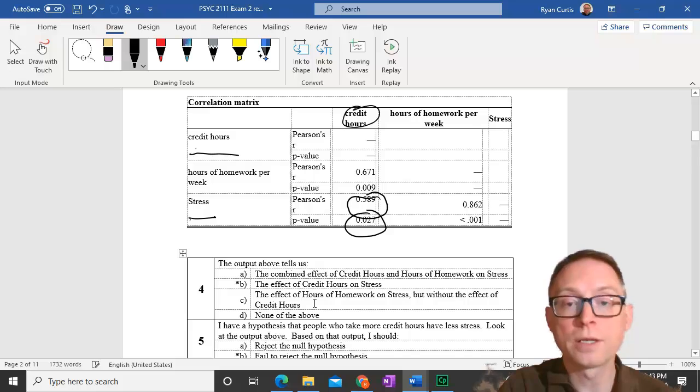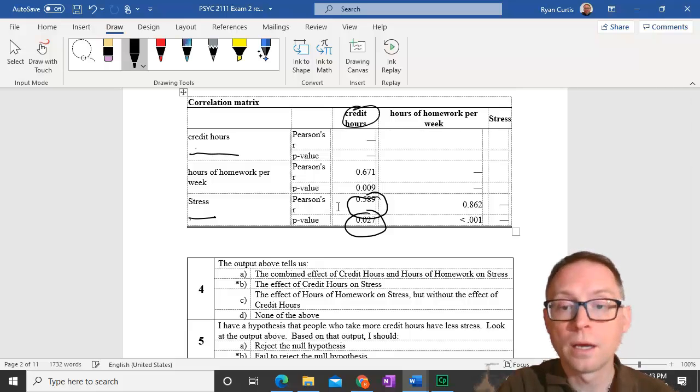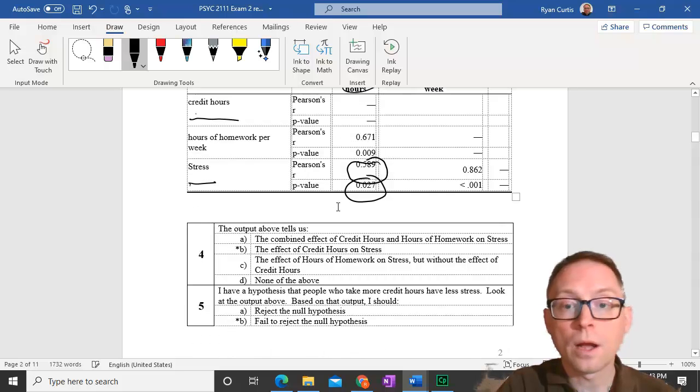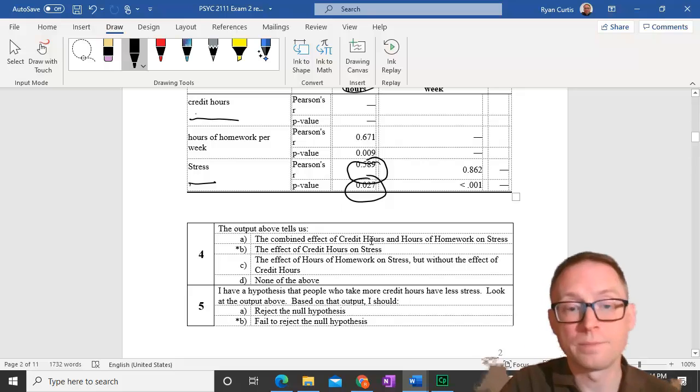So in this case, 0.027 is the p-value of getting 0.589. It's the probability of getting 0.589 when the null hypothesis is true. That's less than 0.05. So in this particular case, I would reject the null, except I've got a problem.